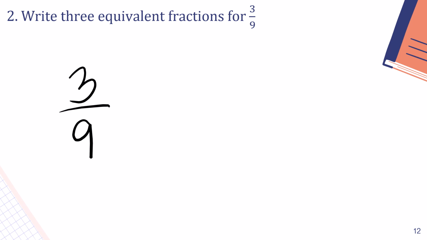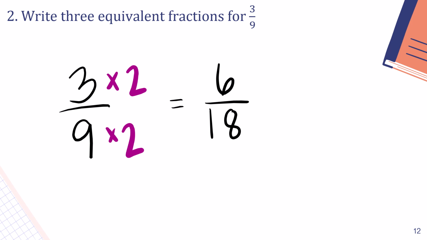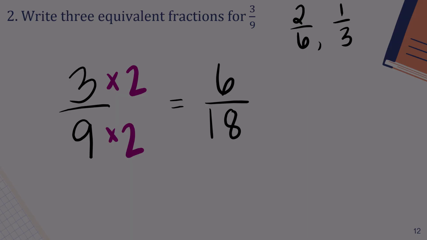We're going to write 3 equivalent fractions for 3/9. You can do this just by multiplying the top and the bottom by any integer. I'm multiplying by 2 here, so whatever I do to the top, I've got to do to the bottom as well. So that's 6/18. Now I've already got 2/6 and 1/3 from before, so another equivalent fraction would be 6/18. So there's my 3 fractions.